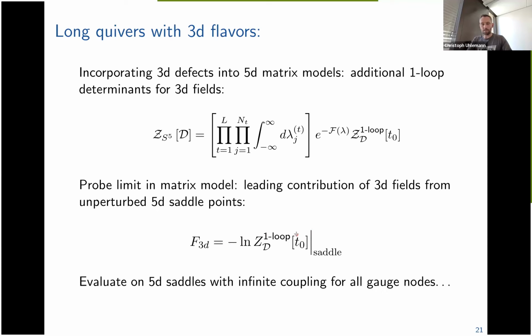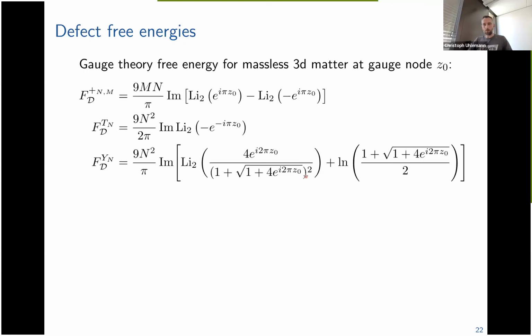So that's the name of the game, evaluating these free energies. These one loop fluctuations can be taken from genuine 3D calculations. So we have everything to assemble this matrix model. All right, without further ado, here are the results.